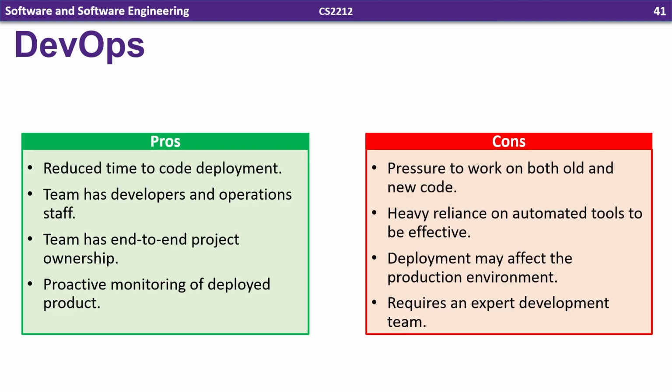So the cons are there's pressure to work on both old and new code, heavy reliance on automated tools to be effective, and deployment may affect the production environment. That's a big one. If you push the new code and there's something wrong with it, then the system's going to go down for everyone. And it requires an expert development team, which is a common thing we see with most of these Agile methods.